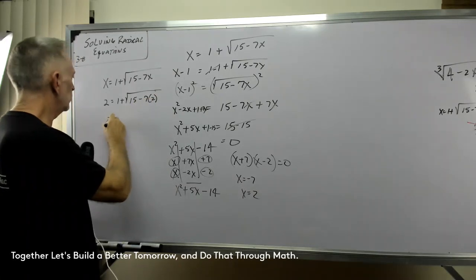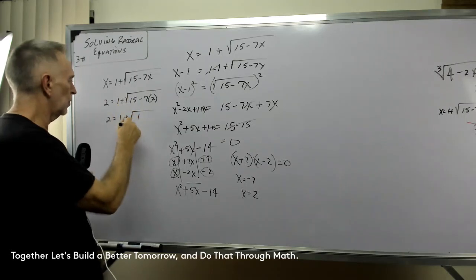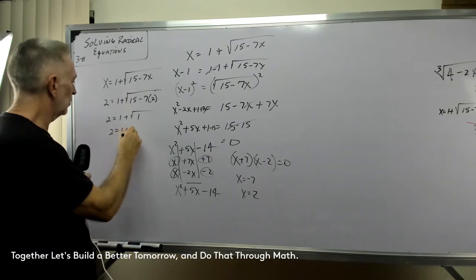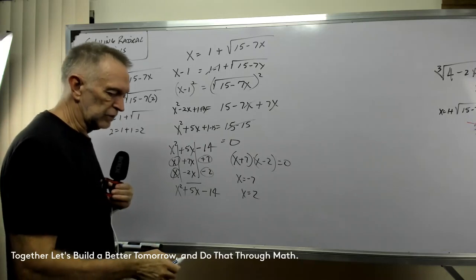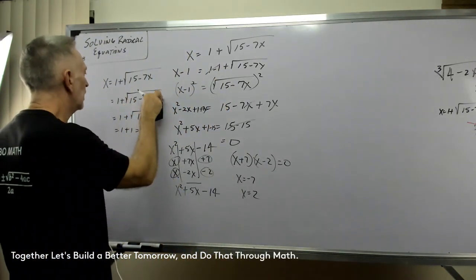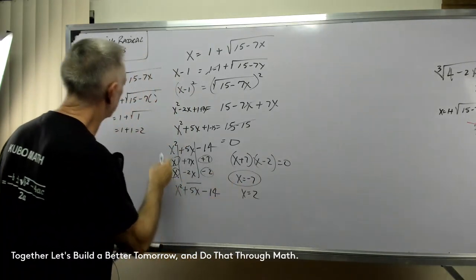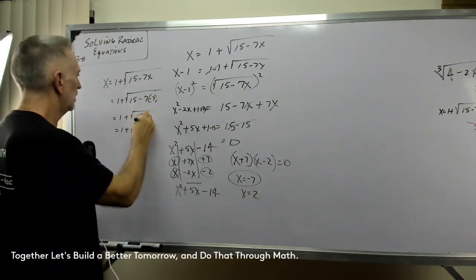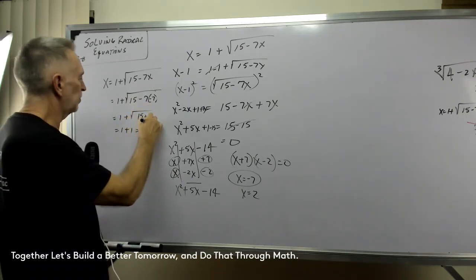So that would be 2 equals 1 plus the square root of 15 minus 14 is 1. Square root of 1 is 1. So I'd have 2 equals 1 plus 1. Okay, so that works out. Now then, let's let x equal negative 7, sorry. So let's plug a negative 7 in here. So now we have 15 minus a negative 49. 15 plus 49.